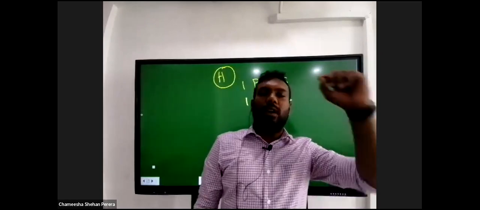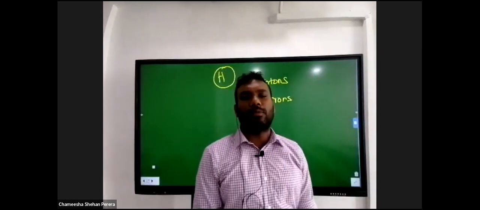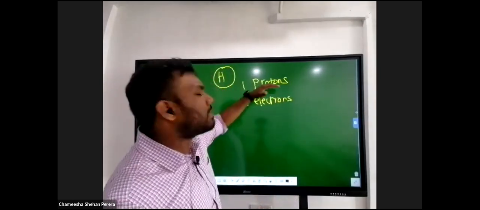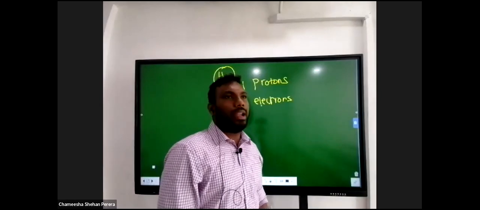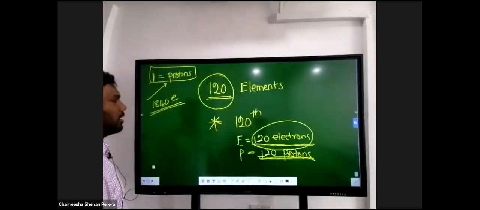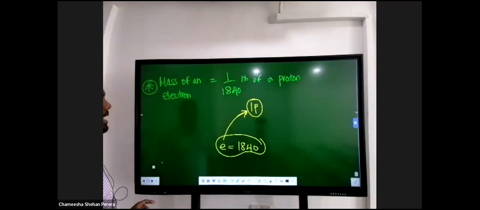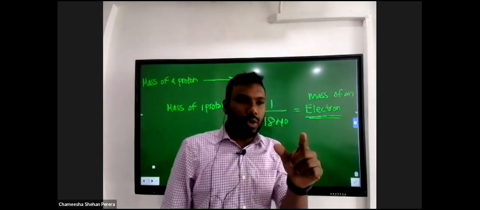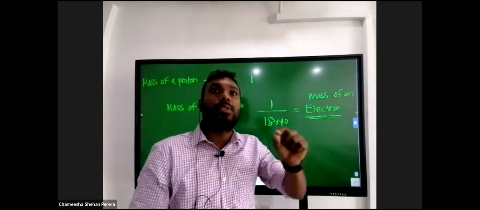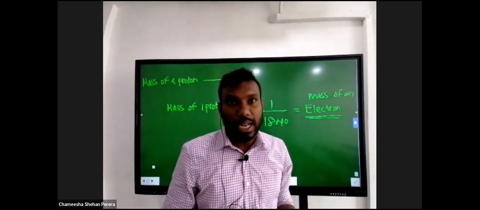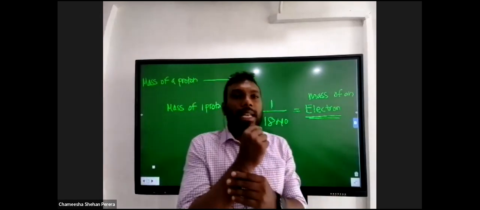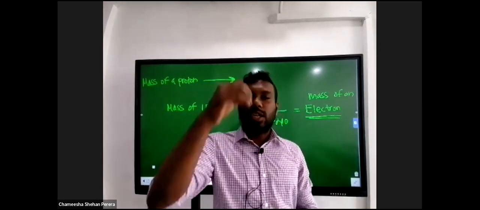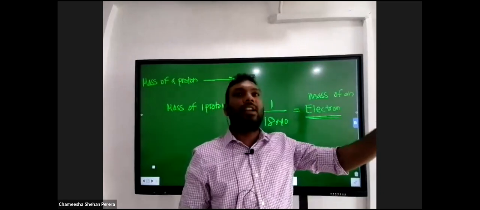Actually, electrons have a very minute mass, extremely minute. But that mass is negligible when you compare it to the mass of protons and neutrons. You can't say that electrons have no mass. They actually have a mass, because the mass of an electron is 1840th of a proton. But that mass is extremely small compared to the mass of protons.